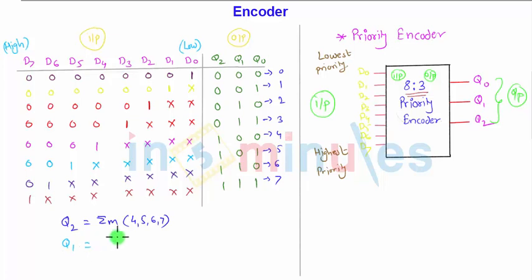If you go for Q1, Q1 is also a sum of products for 2, 3, 6, 7, and at last Q0 will be the sum of product terms 1, 3, 5, 7, and you know very well how to solve this with the help of a K-map and how to write down the reduced equation for this. So this is all about the encoding scheme, or the encoder scheme, and this one particularly is the priority encoder, and you can easily implement this with the help of NAND gates, since the equations are in SOP form.